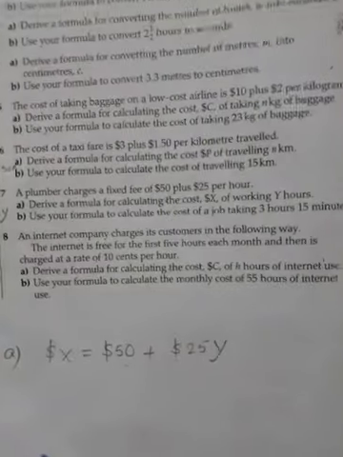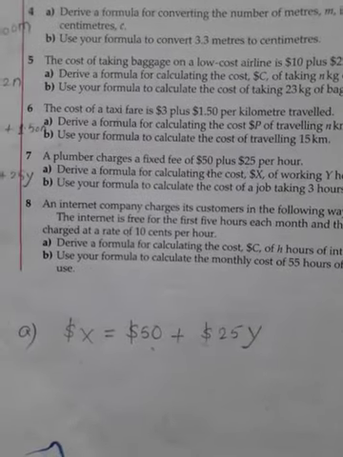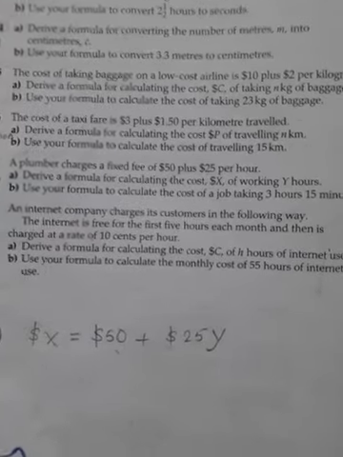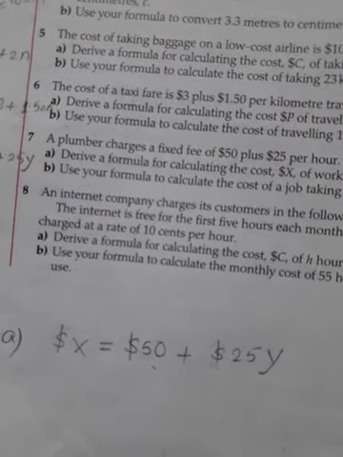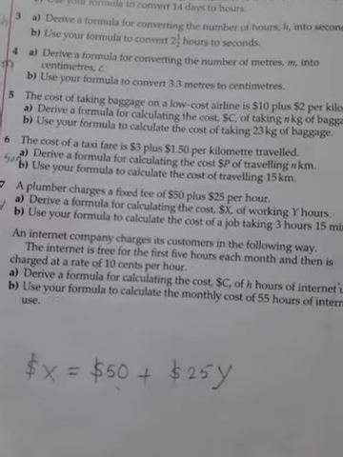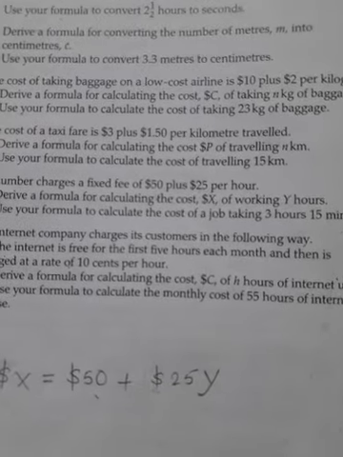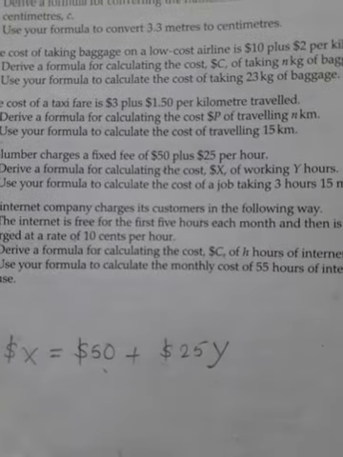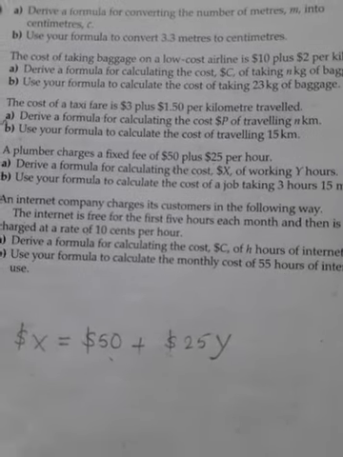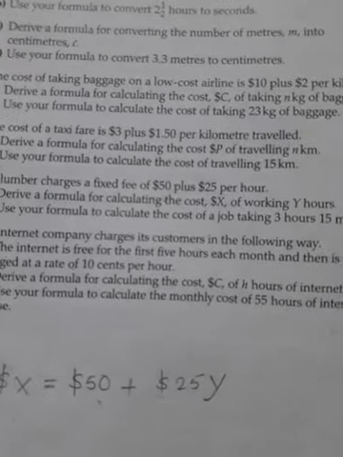Now the last question. An internet company charges its customers in the following way. The internet is free for the first 5 hours in each month. That means you are going to the cyber cafe, the internet shop, to work every day. If you work continuously and use 1 month of internet, the first 5 hours are free. Suppose you are working 30 hours, the first 5 hours are free, then he charges only for the 25 hours.